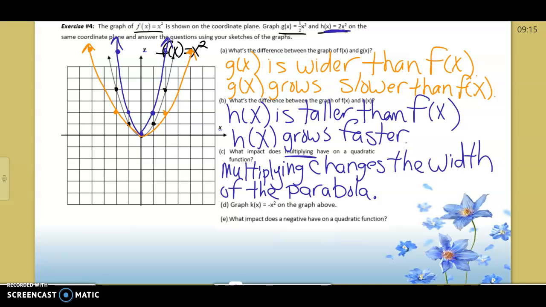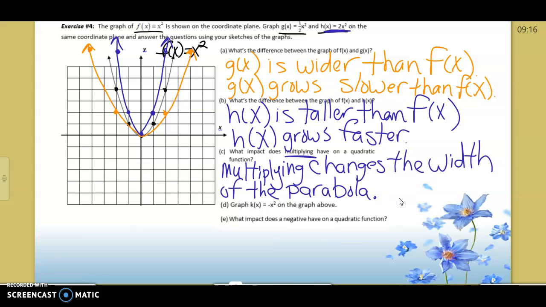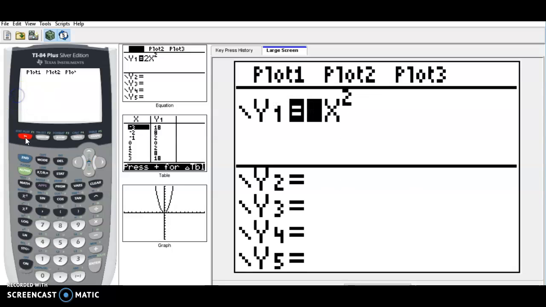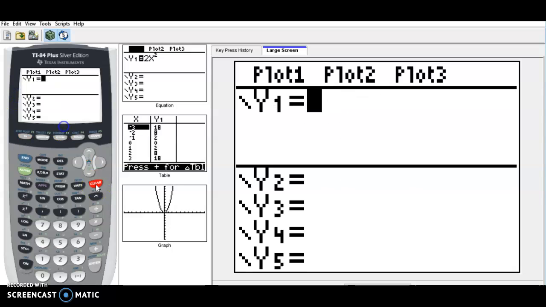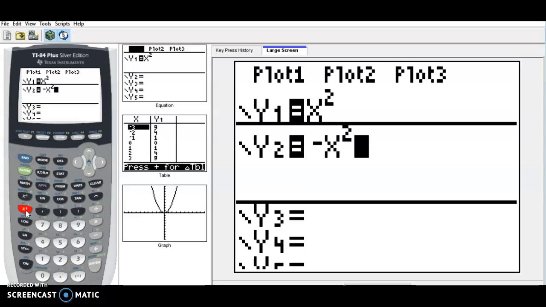Now let's take one last look at something that will change the direction of the parabola, and that is when we have a negative. So negative x squared on the graph. What's this going to look like? Well, graphing calculator, help us out here. I'm actually going to put both in. I'm going to put the old x squared in, and then we're going to compare it to negative x squared. So I've put both of them in just to have a baseline.